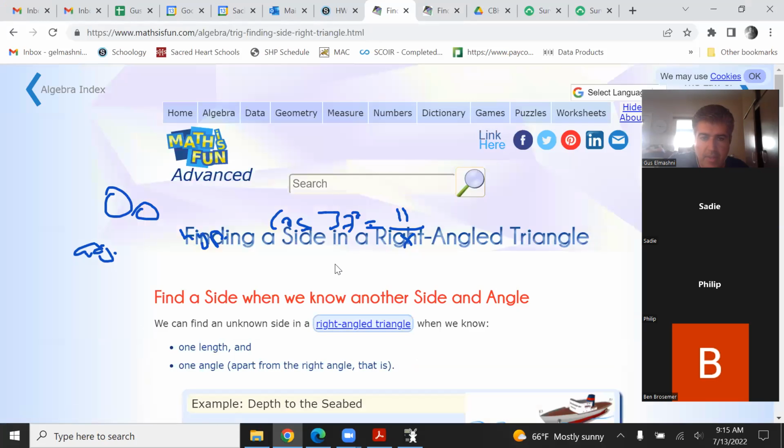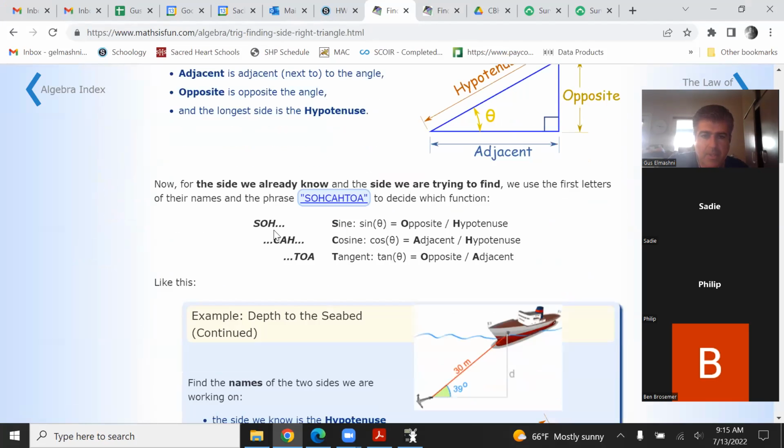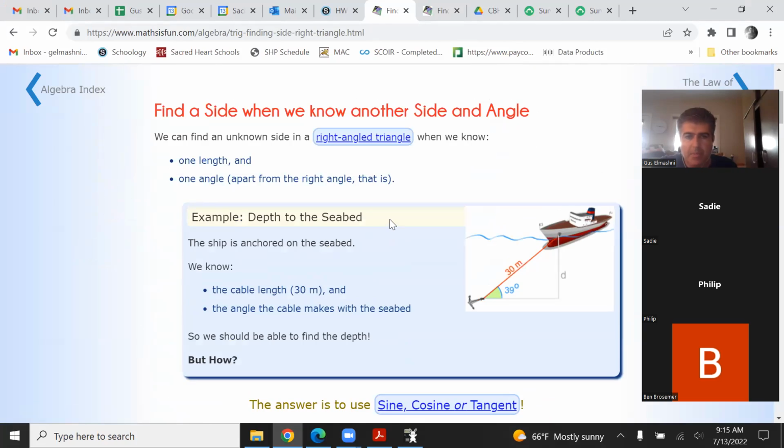This is to find a side. So again, they kind of review, what is sine, cosine, tangent, what's the opposite, adjacent, hypotenuse. And in this case here, you have a tugboat, looks like, or a ship. It's anchored. The line that connects the boat to the anchor is 30 meters long. The anchor makes 39 degrees with the ocean floor, or bottom of whatever body of water you got here. You want to solve for D, which is the depth of the water, whatever, right? So you want to solve for D here.